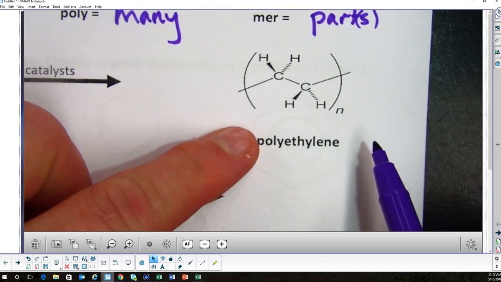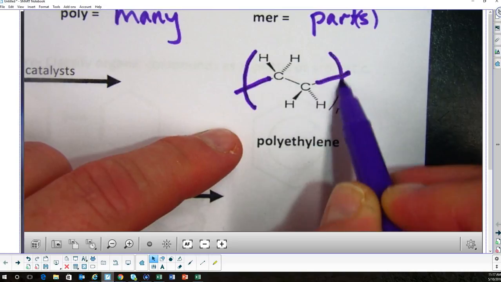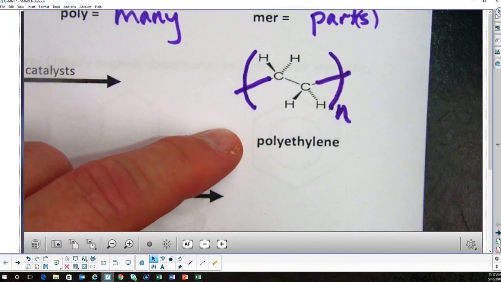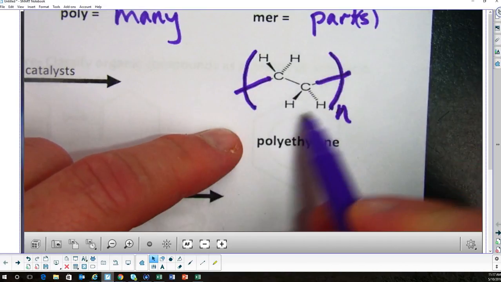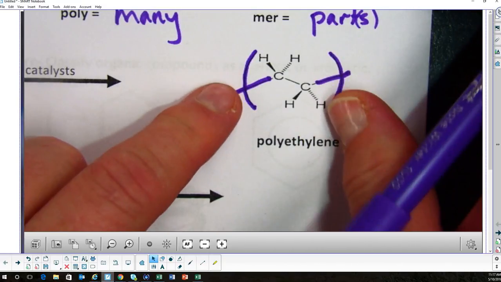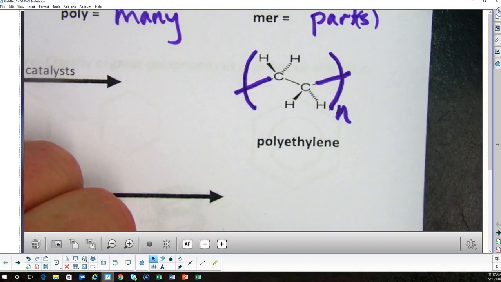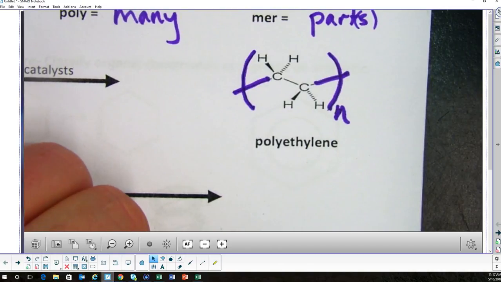How we write that is like this. This is the part that's going to keep repeating, and I don't know how many times because the chain can be really, really long. It can keep building and building. But this is the base thing. This right here is the monomer without the n there. If I put the n there, that becomes the polymer because it's repeating.